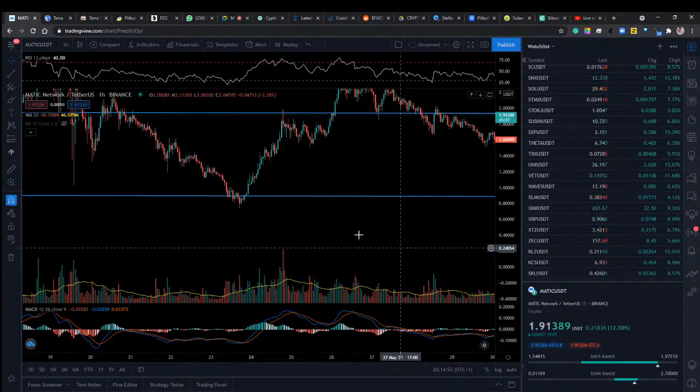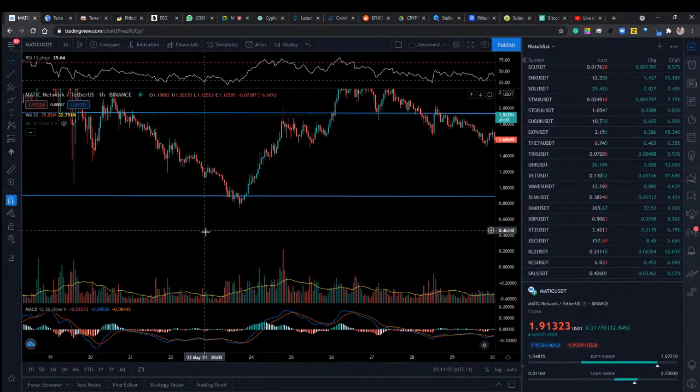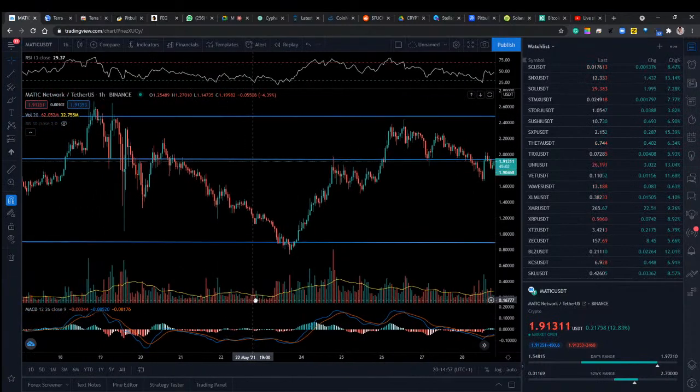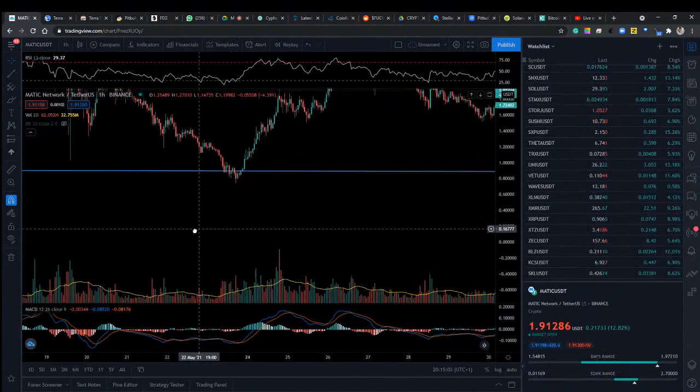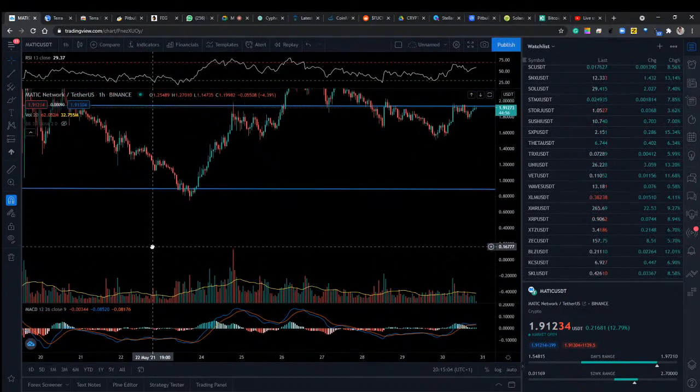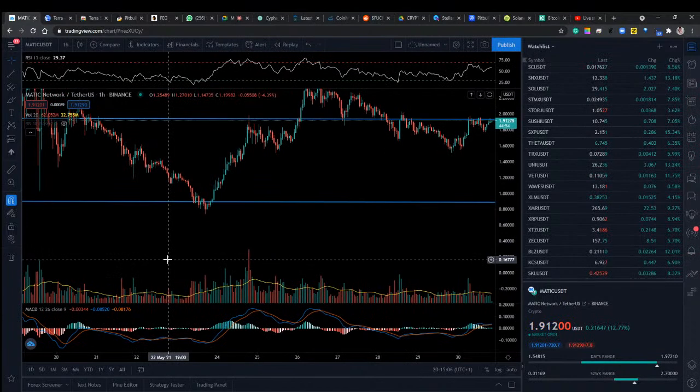All right. So let's use Matic USDT as an example. Now, this is a support, right? I'm going to teach you how to use Fibonacci to know your entry point. Now, how do you enter the market? What gives you supporting confluence? Now, I'm going to show you three confluence.